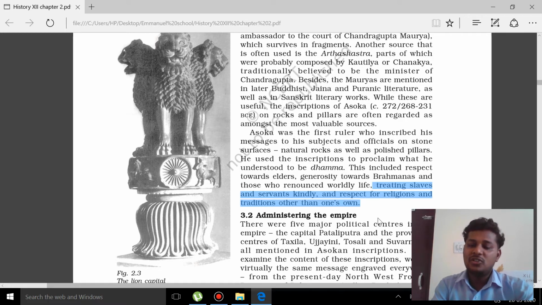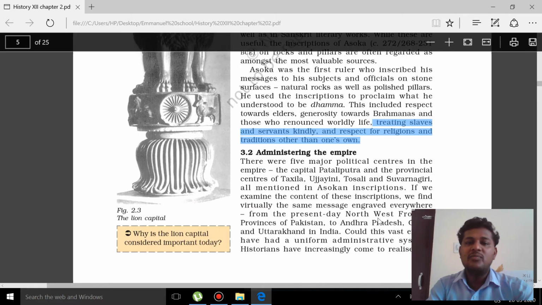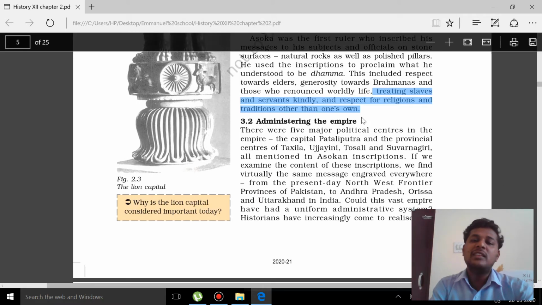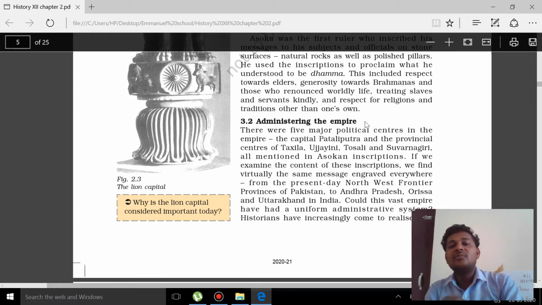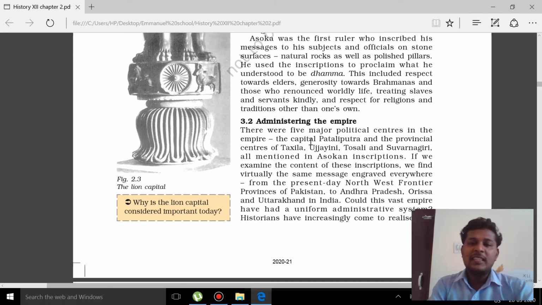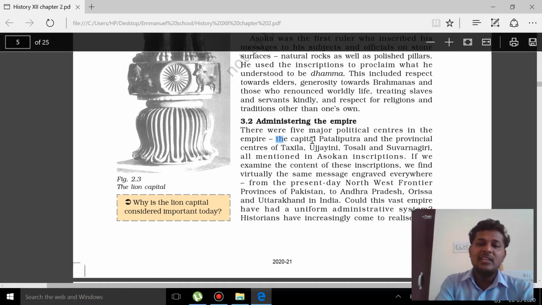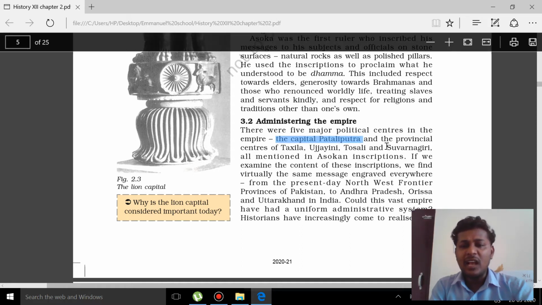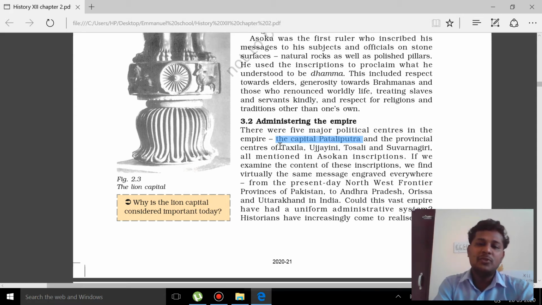Very, very important question. Please go through. So we have done the first short answer, very important one. Now we are moving to the next one, that is the administration of the Mauryan Empire. Very important question. See, there were 5 major political centers in the empire. The first one is the capital city called Patliputra, and the provincials. There are 4 other provincials, so total 5 major political centers.